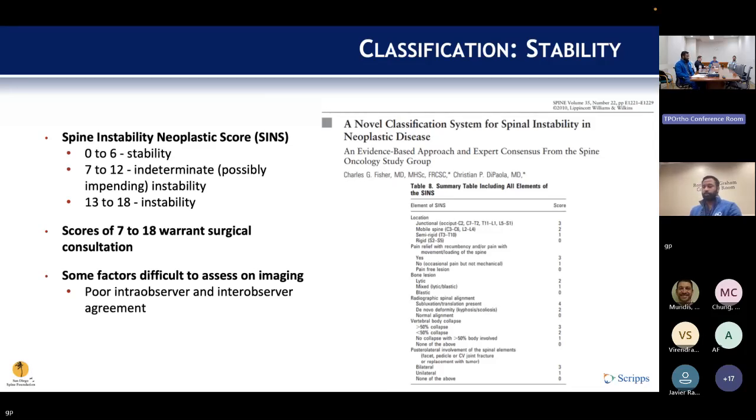Again, this had some factors that are difficult to assess on imaging and ultimately had poor intra-observer and inter-observer agreement, even after this consensus was generated.